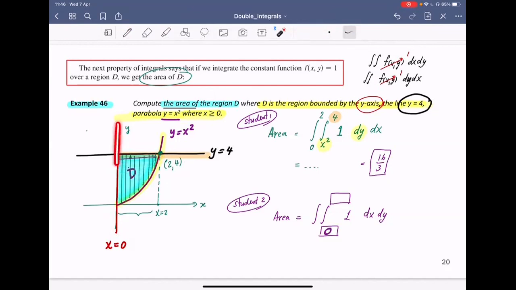Which means you start from x equal to 0 to this line. But the line that you want, the top right-hand curve, is in the form y equal to x squared now. So you have to switch it to x equal to square root y. And that's going to be x equal to 0, this line that I laser, and x equal to square root y is this line. Good.